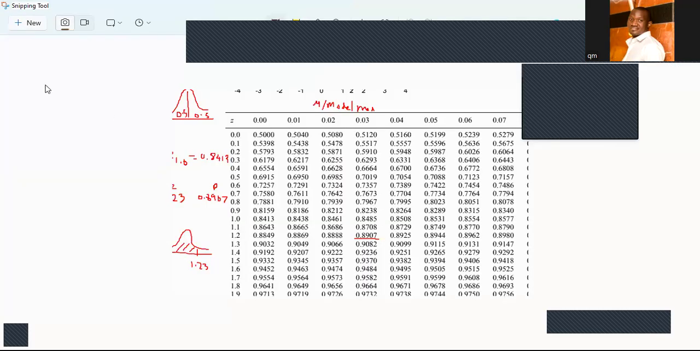So now we can go to something slightly tougher. Suppose we are told that our mean is 10 and our standard deviation is 3. Find the probability of x is greater than 16.